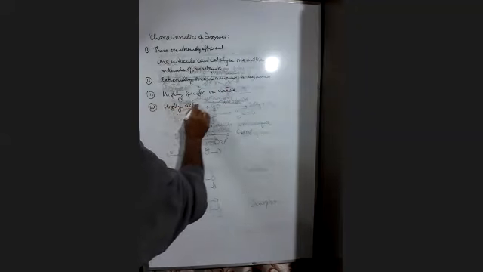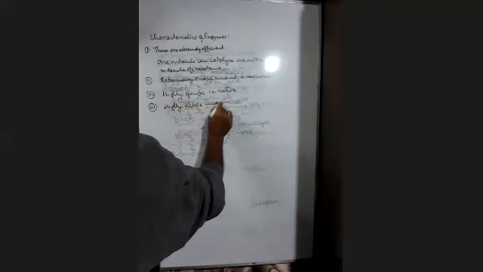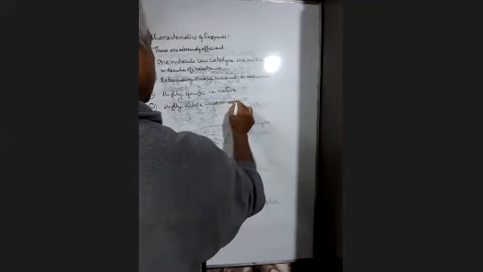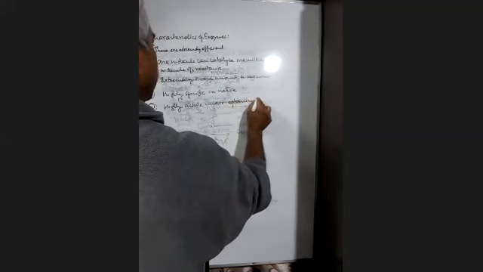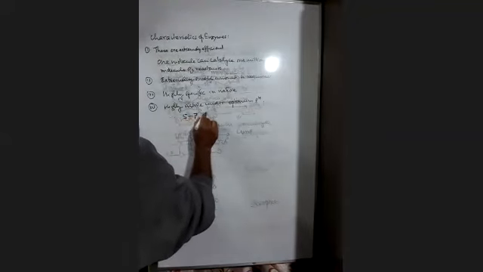Highly active under optimum pH. It is highly active within 5 to 7 pH. If the pH is lower than that, enzyme activity will decrease. If the pH is higher than that, enzyme activity will decrease. I'll give you a very simple example.